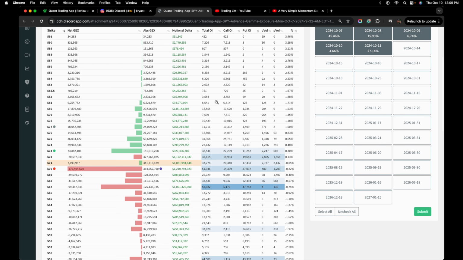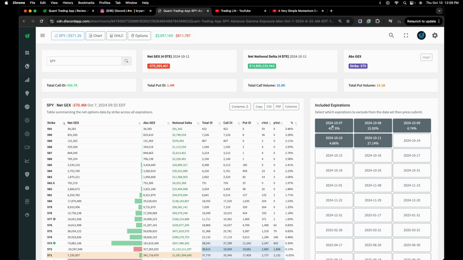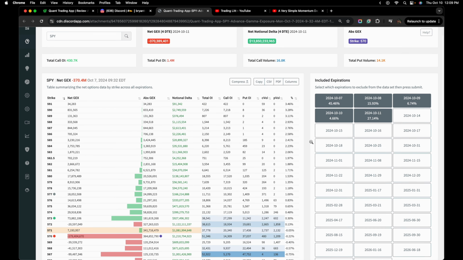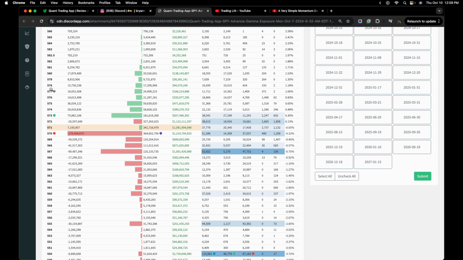This is where I get it from. It comes from the Quant Trading app Advanced Gamma Exposure tab. I select all the expirations for this week, so Monday, Tuesday, Wednesday, Thursday, Friday. It builds a gamma exposure profile and then I plot these significant strikes on my chart. 570 is a key strike, as we can see right here with these two bubbles.